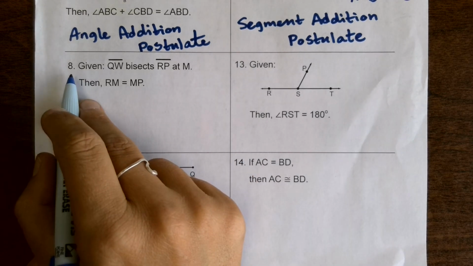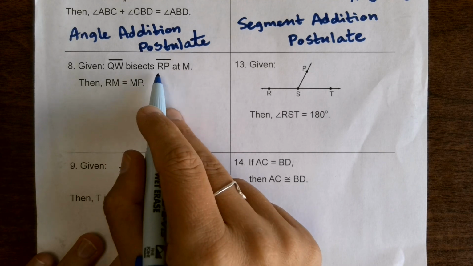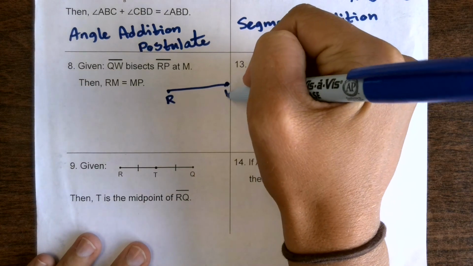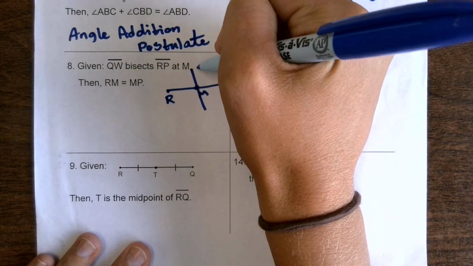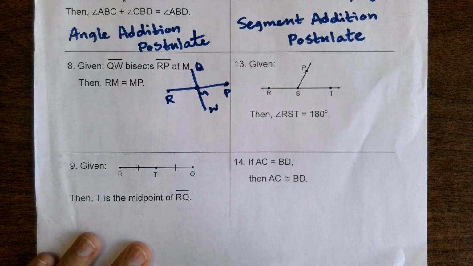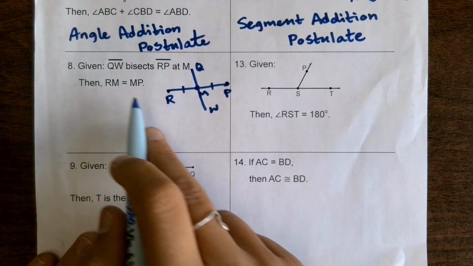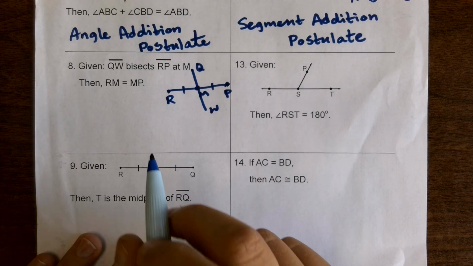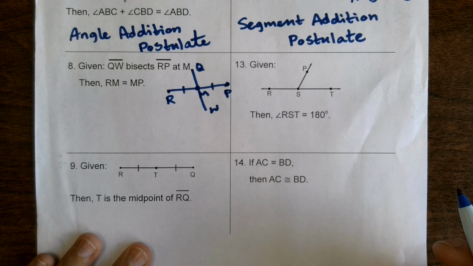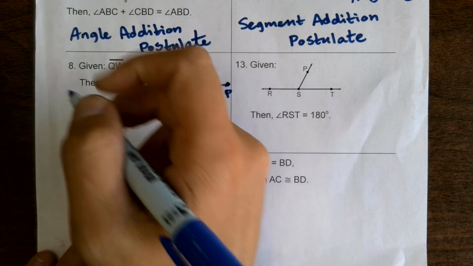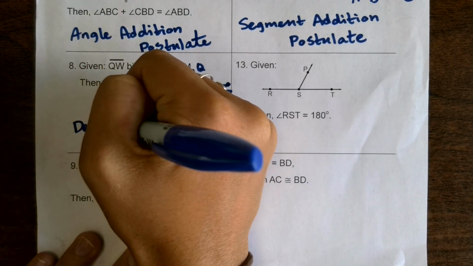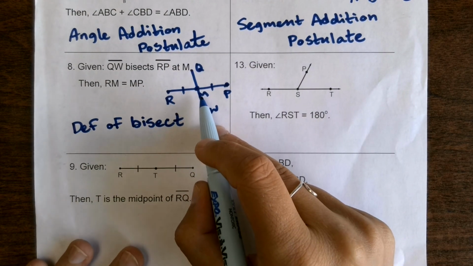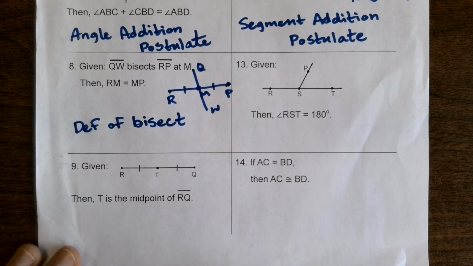So on number 8, we're given that QW bisects RP at M. So we might want to see what that looks like. Our QW bisects RP at M. Because it bisects, I do know that RM is congruent to MP, equal to it. And I want to use the words that they said. So instead of using definition of midpoint, I will use the word that they used and say definition of bisect.